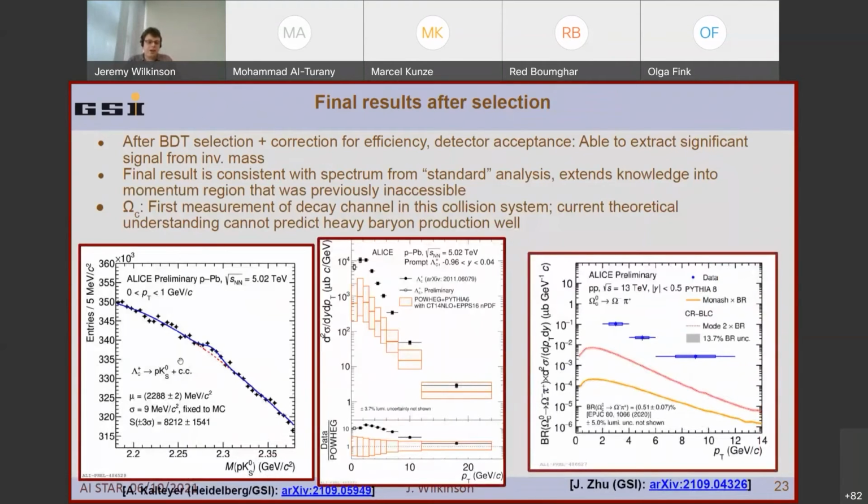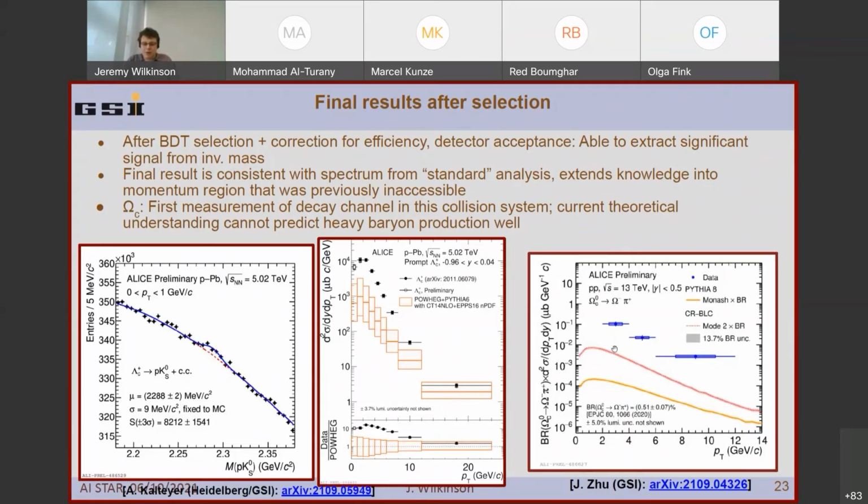So after making this BDT selection and correcting for efficiency and detector acceptance, we're able to extract a quite significant signal from the invariant mass distribution at the lowest pT region, where it was previously impossible to actually make a measurement. The final result is consistent with the overall spectrum from a standard analysis and extends our knowledge of the lambda C particle into a momentum region that we previously couldn't access.